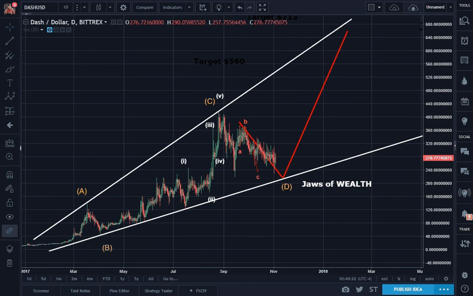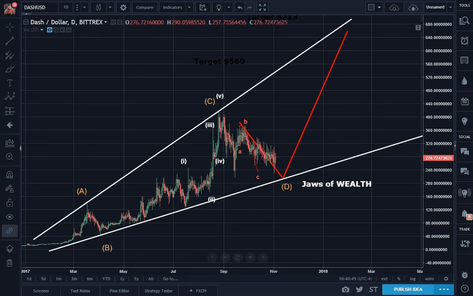So these are the markings from the prior analysis. We see the jaws of wealth. Look at this broadening pattern, very similar to what I just put out for Litecoin.